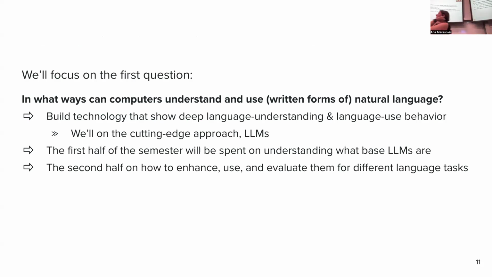So, I maybe already hinted that we are going to focus on this first question: in what ways can computers understand and use natural language? And that's connected to building technology that actually can do such a thing for various language technology, summarization, translation, question answering. And instead of looking at every single approach there is and giving you a historical rundown of how people did this, we are going to focus on large language models. So the first part of this semester is going to be focused on understanding in technical terms what these large language models are. So we are going to go into the details, and then after the fall break, we are going to see how we can enhance them, use them and evaluate them for various language technology.